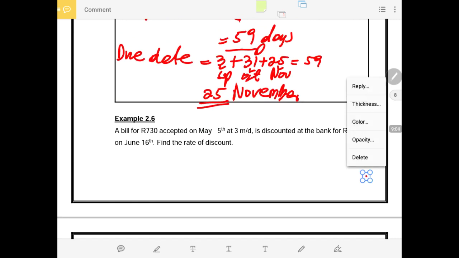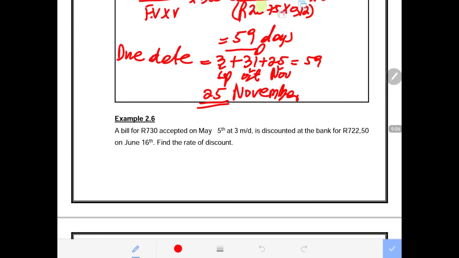Then we go to 2.6 and see what 2.6 has in store for us. A bill for 730 accepted on May 5, meaning it was accepted on the 5th of May at 3 MD, is discounted at the bank for 722.50. So we can say that we have the face value of the bill and we have the cash value of the bill. And it was discounted on the 16th of June. While others are celebrating, this gentleman is busy getting cash. Find the rate of discount.